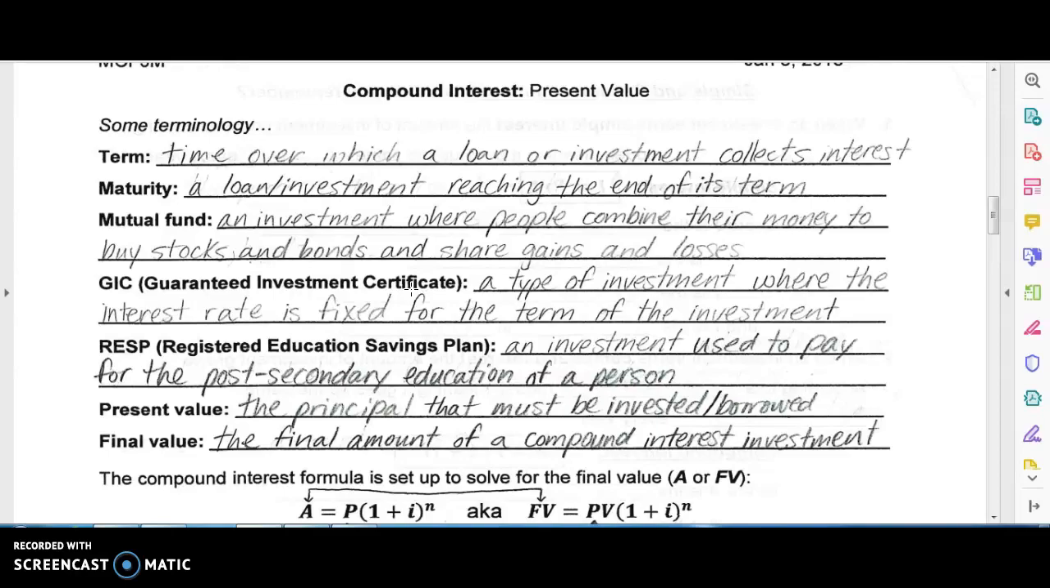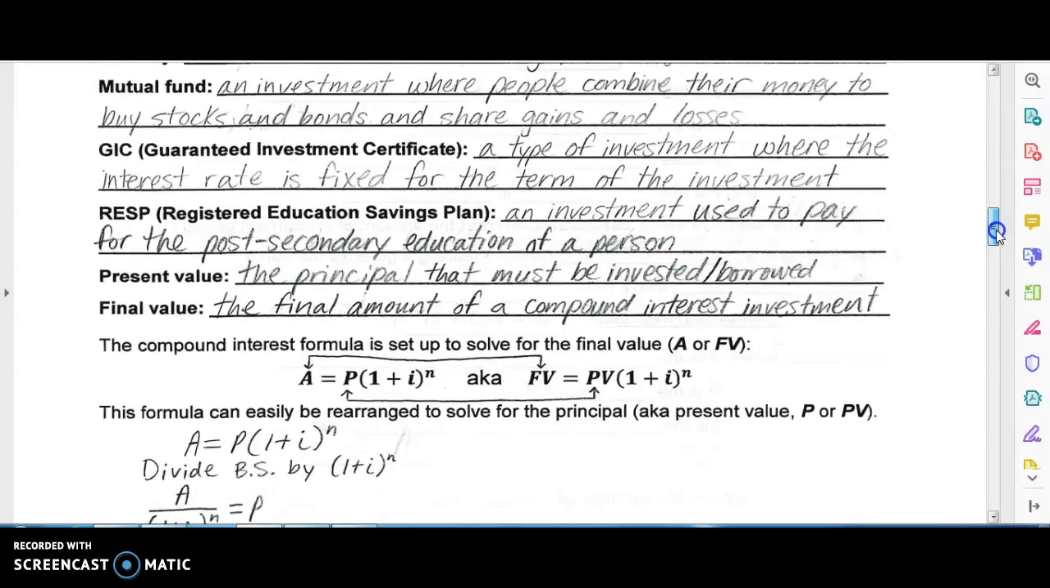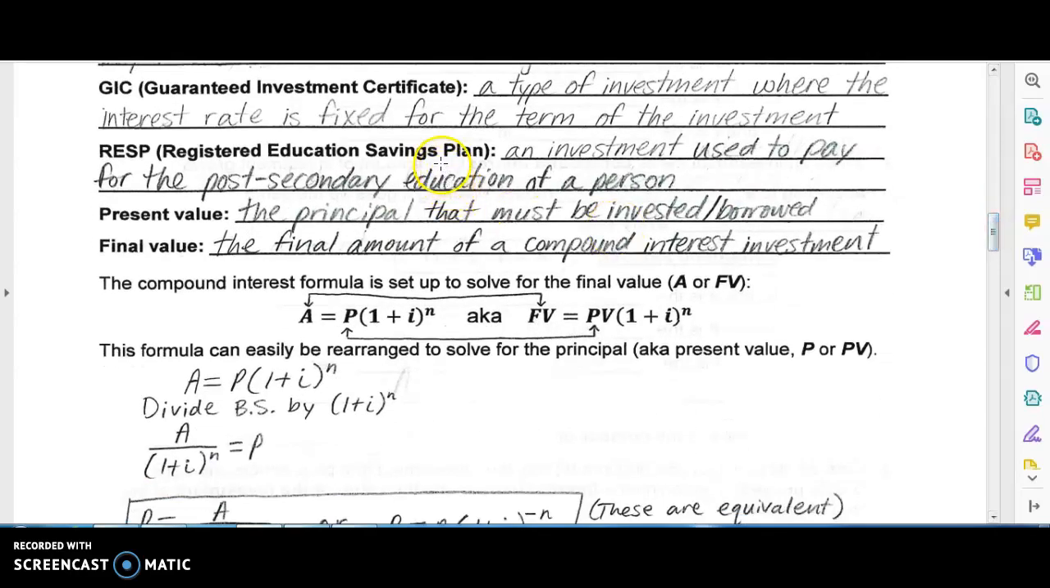No matter what happens to the economy out there or what the government changes in terms of interest rates and things like that, or the prime rate, you will get that fixed amount no matter what for the length of the investment. RESP is a registered education savings plan, so an investment used to pay for post-secondary education. Present value is the principal that must be invested or borrowed. Okay, and the final value is the final amount of a compound interest investment.